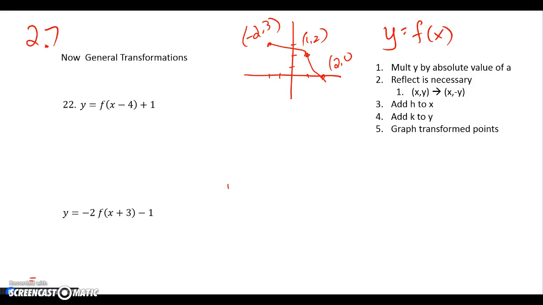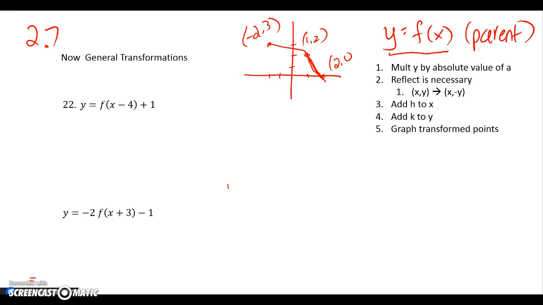We are going to talk about general transformations in this video. In the last video you watched, we went through the absolute value transformations. Now we're going to use a general transformation where y equals f of x is our parent graph. Unless they give you points in this problem, you won't be able to do it. So we do have points given in our function right here: negative 2, 3, 1, 2, and 2, 0.